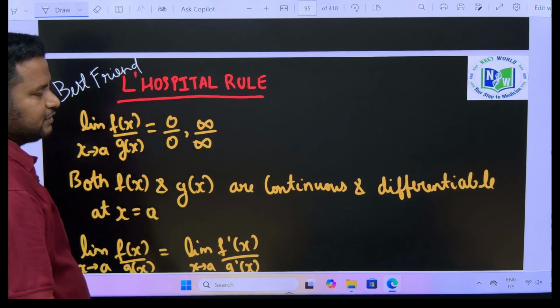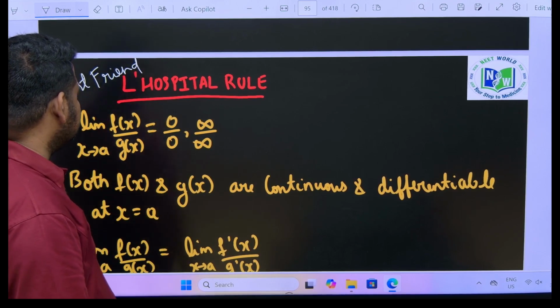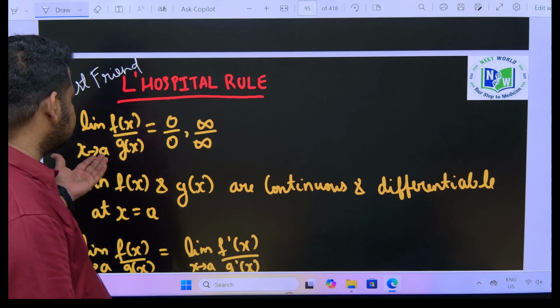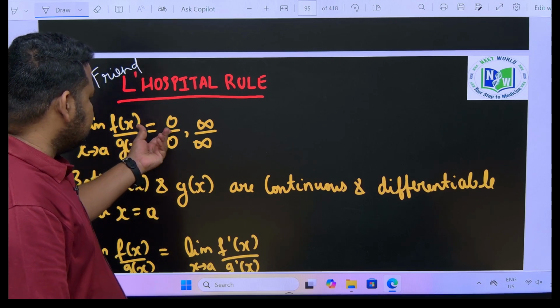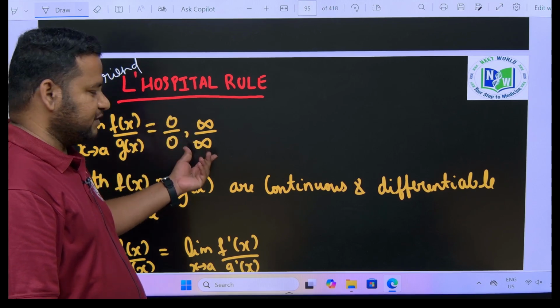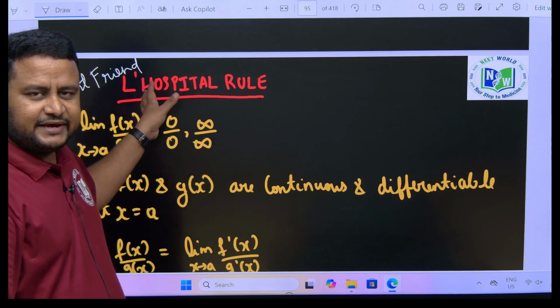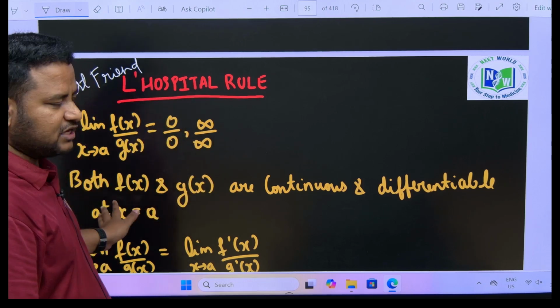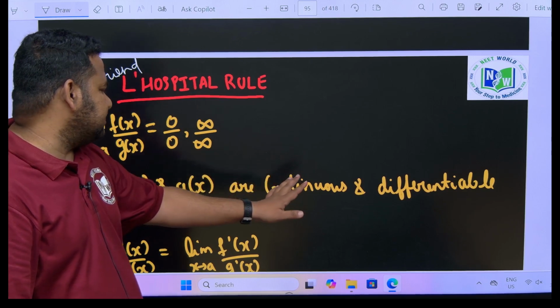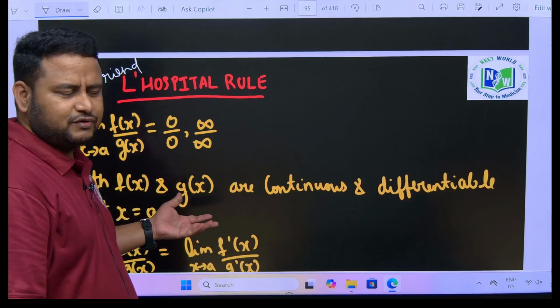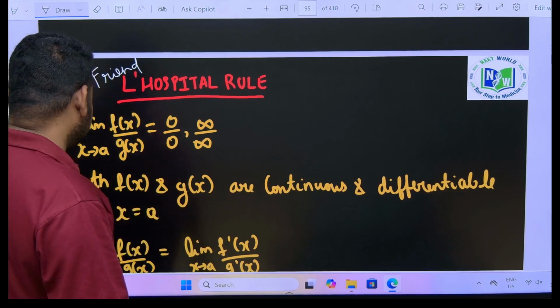When it comes to solving questions on limits, what does it say? Limit f of x by g of x as x tends to a is of the form 0 by 0 or infinity by infinity. When it is of the form 0 by 0 or infinity by infinity, then you can apply LH rule. But both f of x and g of x should be continuous and differentiable at x is equal to a. That anyways, whatever they give will be continuous and differentiable. No need to worry about that.